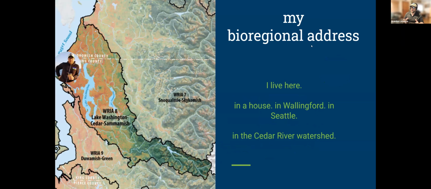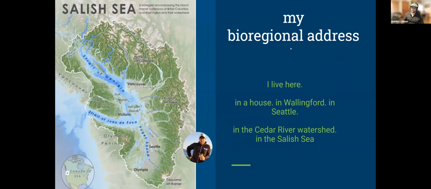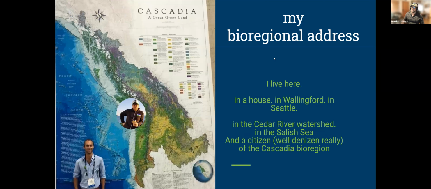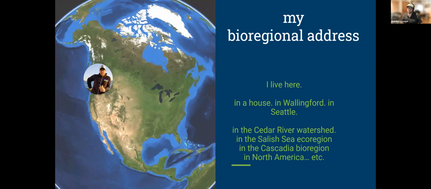Beyond just Seattle, I live here in the Cedar River watershed. This is a part of the Salish Sea, which is a part of the Cascadia bioregion. And the Cascadia bioregion stretches from southeast Alaska down to northern California and as far east as Yellowstone. It's our region as defined through our watersheds, and stretches out to the Cascadia subduction zone. This is a part of North America and the world. So I highly encourage everybody, if you don't know your bioregional address, go get familiar with your home, your watershed, your ecoregion, and bioregion.